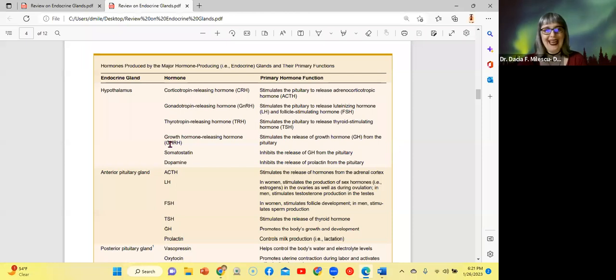Then you have GHRH. This is growth hormone releasing hormone. GHRH is going to be a little bit of a smaller loop. All right, not a big loop. It only goes to the anterior pituitary, and the anterior pituitary releases growth hormone. There is no target gland. There's target tissue, but no target gland. So that's the difference. Everybody else has a target gland.